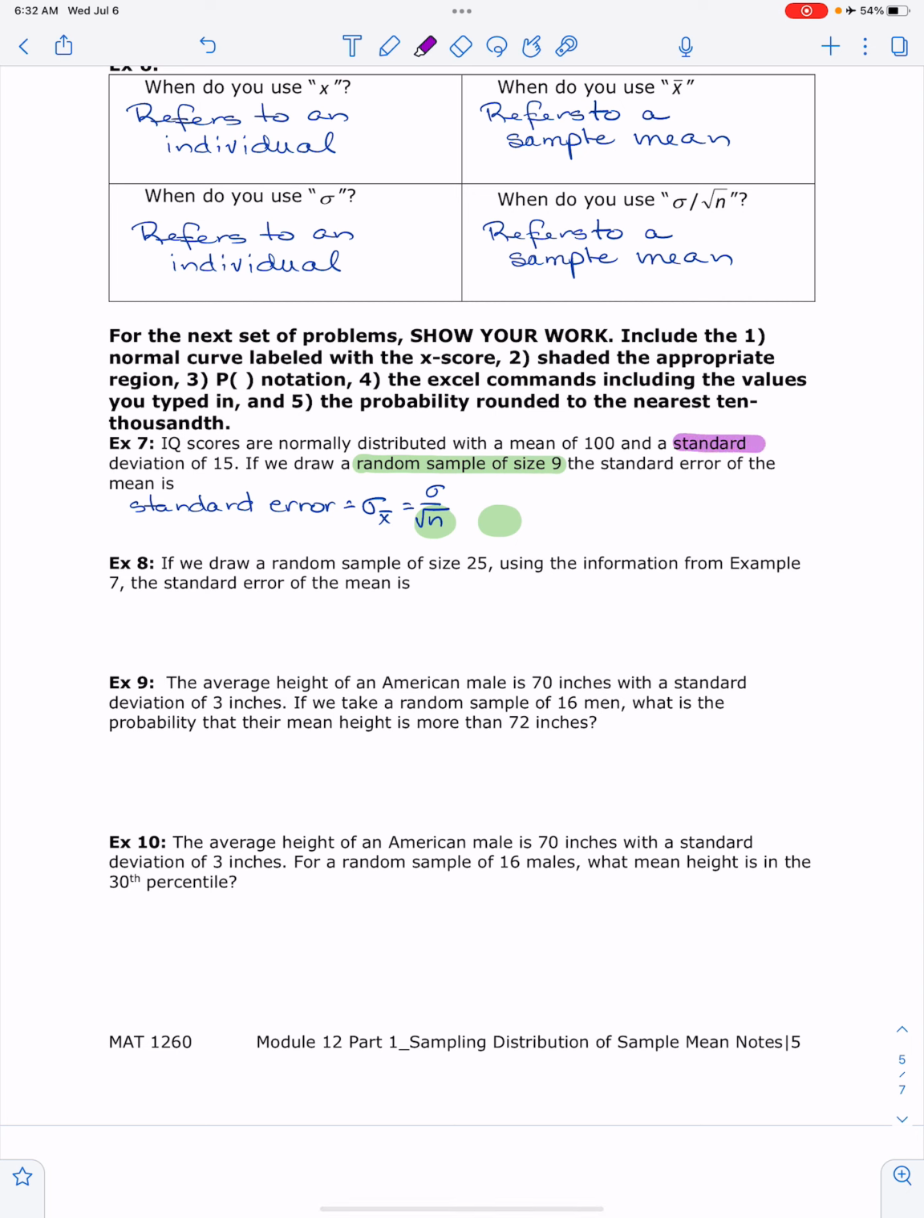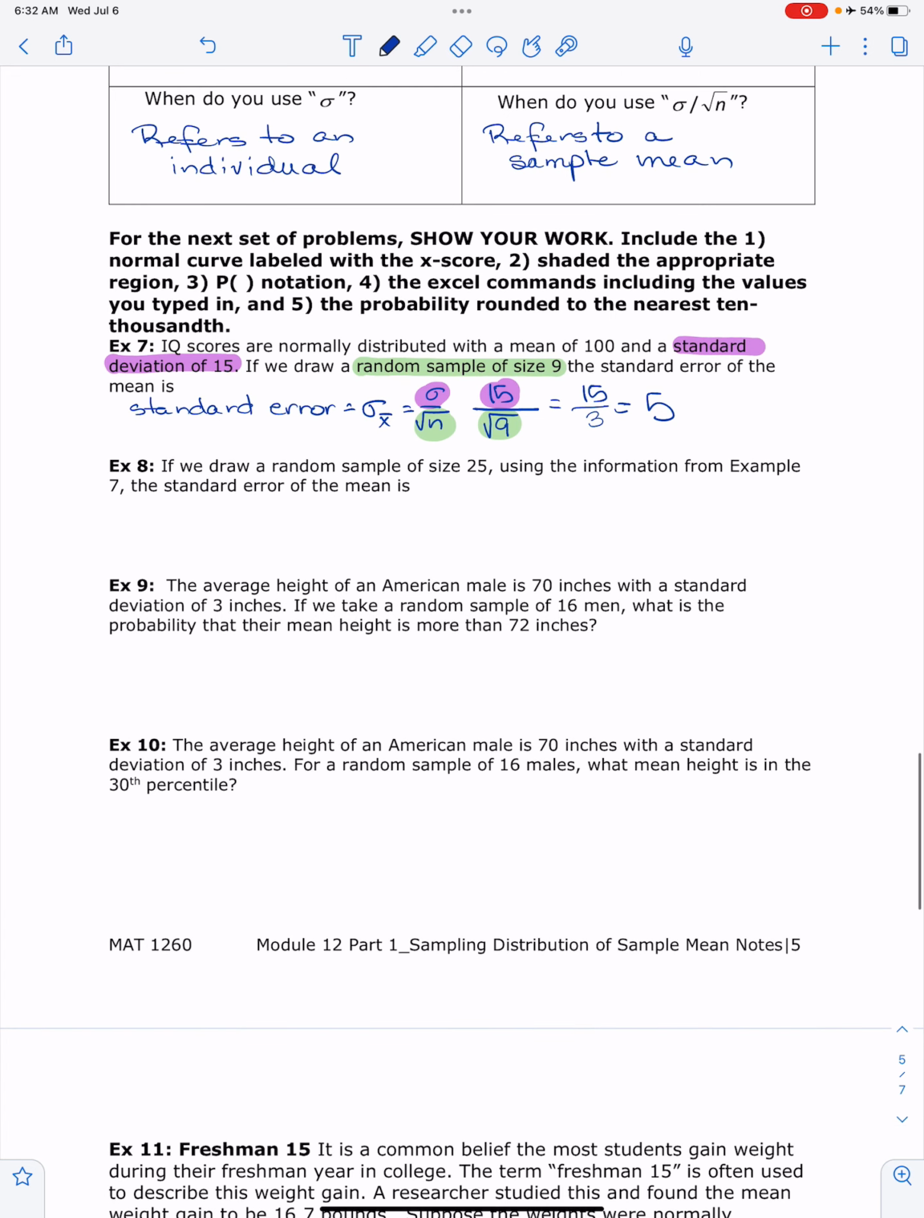We have a standard deviation of 15. So I have 15 divided by the square root of 9. 15 divided by 3, which gives us a standard error of 5. Now think about this. If we're taking random samples, I am using more data points than just one. And so when I find the average of those, I would hope that they would be closer and closer to the mean than an individual data value would be.